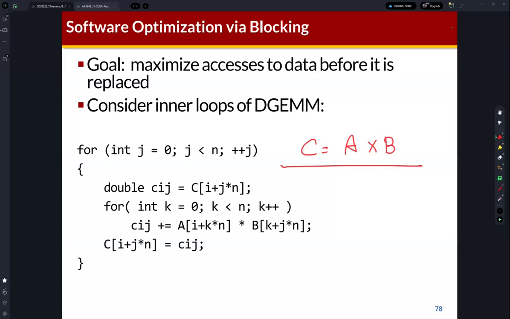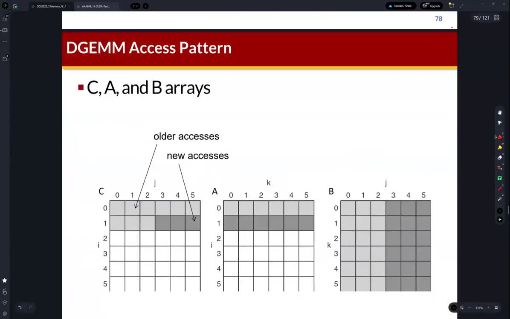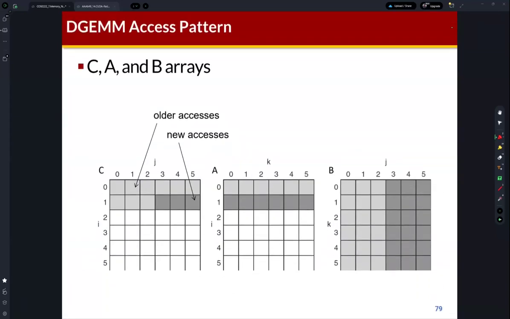Okay, so let's see the example. C equals A multiplied by B. This is the matrix multiplication kernel, right? And we can implement the matrix multiplication like this. It's a very simple code, right? Then what are the performance issues of matrix multiplication?